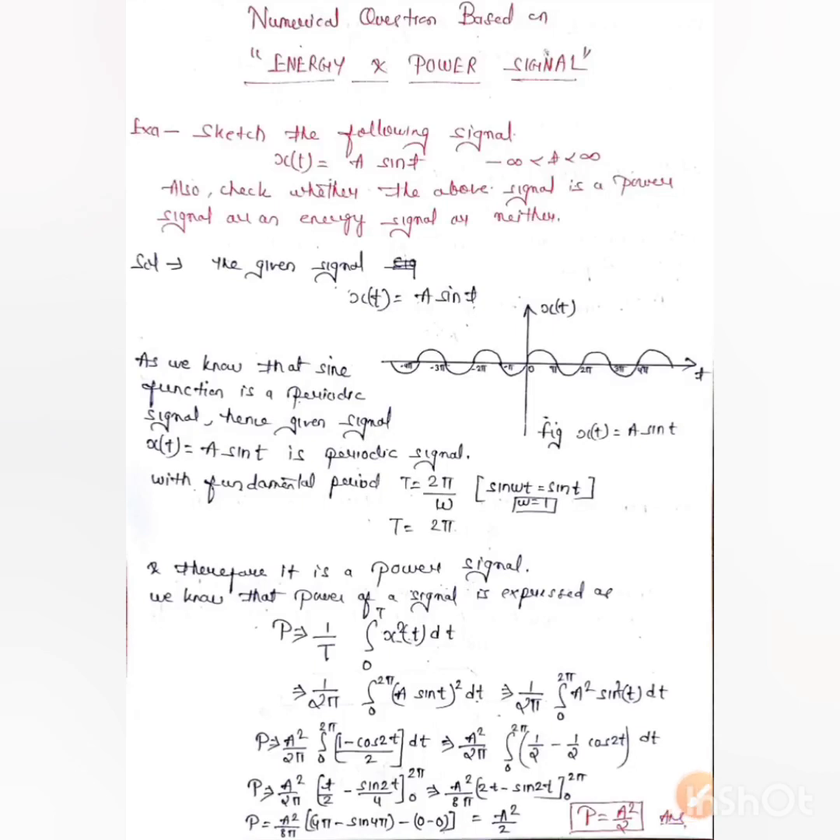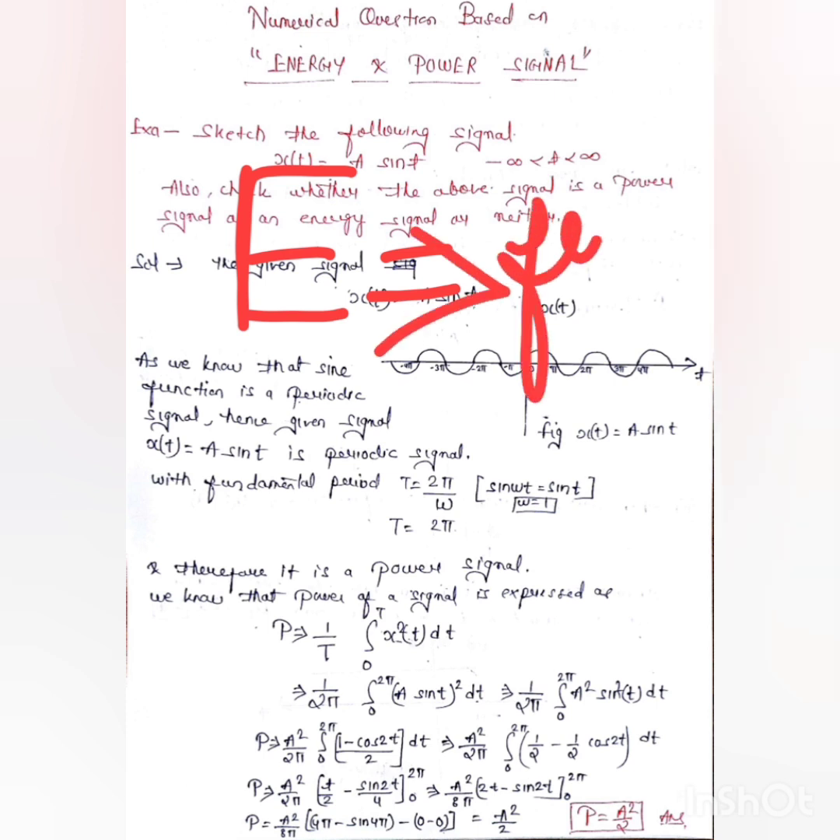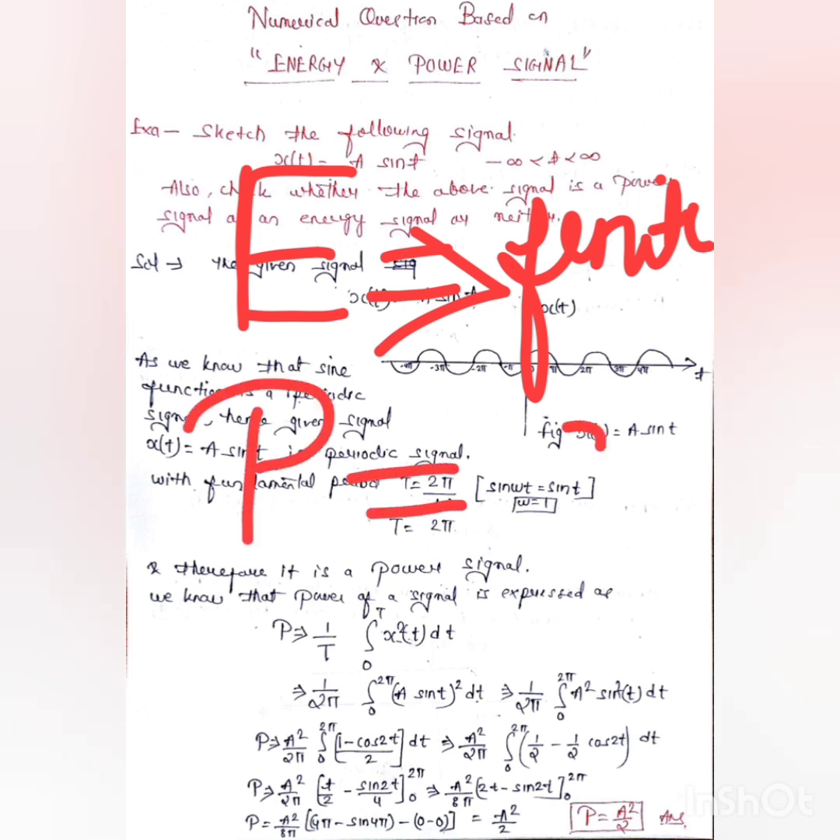Here in this video, we will discuss the topic numerical question based on energy and power signal. First of all, before moving on to the question, we can understand what is energy signal and power signal. Energy signal is one which has finite energy and zero average power. That means energy, denoted by E, must be finite and average power must be zero in case of energy signal.